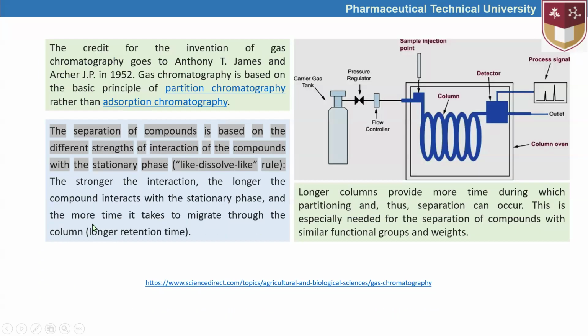The separation of compounds is based on the different strength of interaction of the compounds with the stationary phase, like the dissolve-like rule. The stronger the interaction, the longer the compound interacts with the stationary phase, and the more time it takes to migrate through the column.